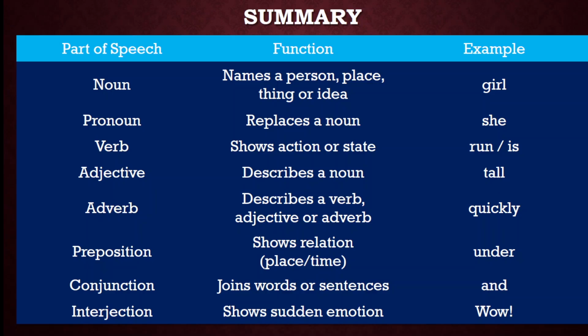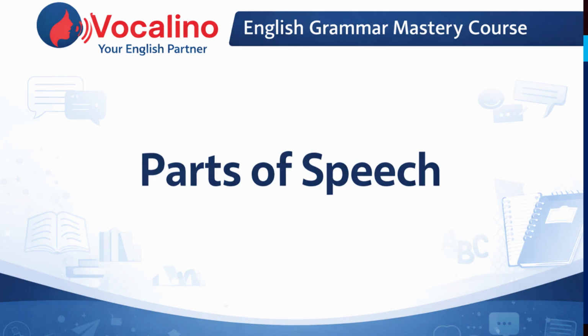Now, preposition that shows relation. For example, under, as we have seen that example. Then conjunction that joins words or sentences. For example, and. The last one was interjection that shows sudden emotion. For example, wow. So many other examples are there for all these parts of speech. In the coming classes, we will talk about it. So this was a quick overview of parts of speech. In the next lessons, we will learn each one clearly with examples and easy tricks.